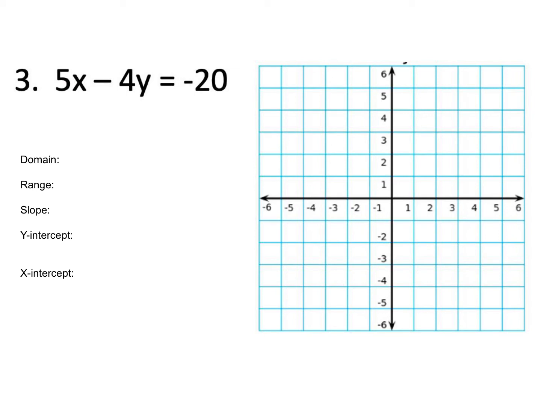This next one here is in standard form. So we could change it to slope-intercept, but I'm going to remind you of how we could do this by just finding my x and my y-intercepts. So to find my y, if I cover up the x, meaning if I just cross it out, I would have negative 4y equals 20. And then I divide by negative 4 and I get y equals 5. So my y-intercept is 5, or the point (0, 5).